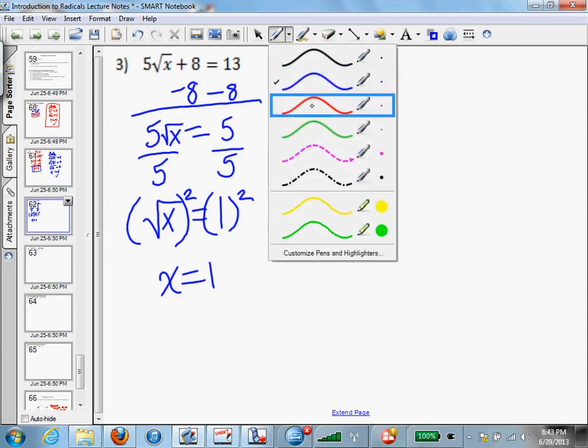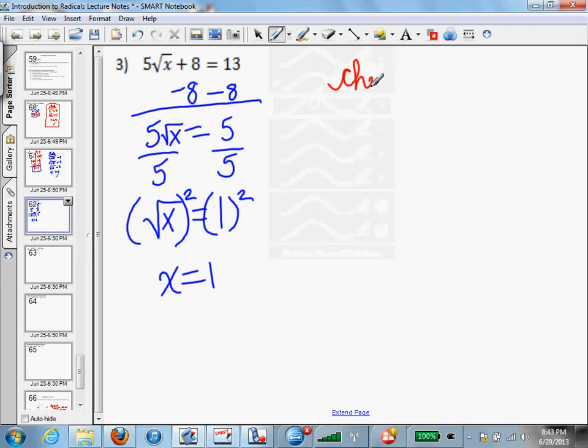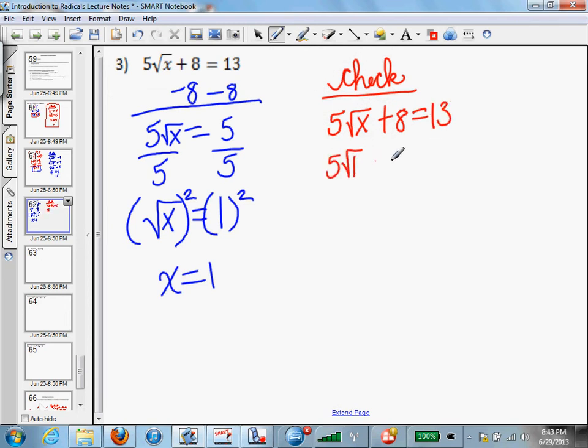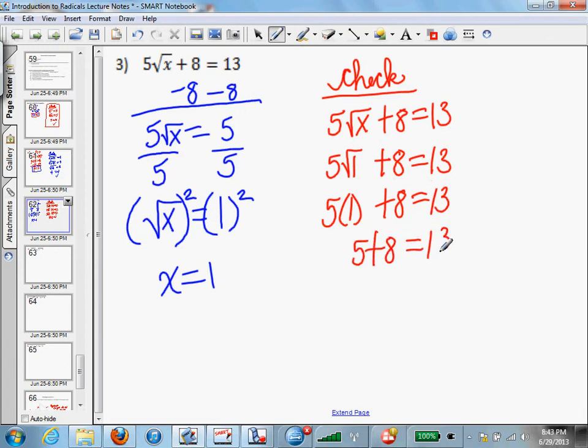Okay, now we want to apply the check, first by rewriting our equation, then replacing what we got for the value of x, which was 1. So we have 5 square root of 1 plus 8 equals 13. 5 square root of 1 is just 5 times 1, plus 8 equals 13. 5 plus 8 equals 13 on the next line, and finally 13 equals 13 is a true statement, so x does equal 1.